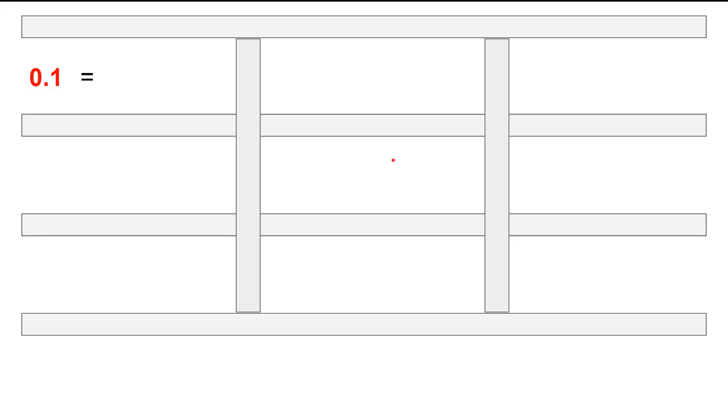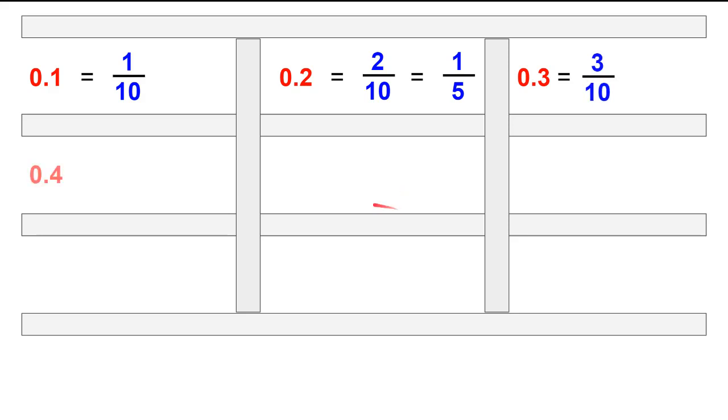So 0.1 equals 1 over 10. 0.2 equals 2 over 10, which can be simplified to 1 over 5. We divide the 2 by 2 and the 10 by 2. We get 1 over 5. 0.3 is 3 over 10. 0.4 is 4 over 10, which can be simplified by dividing them both by 2, and we get 2 over 5. This is the simplified fraction of 0.4.